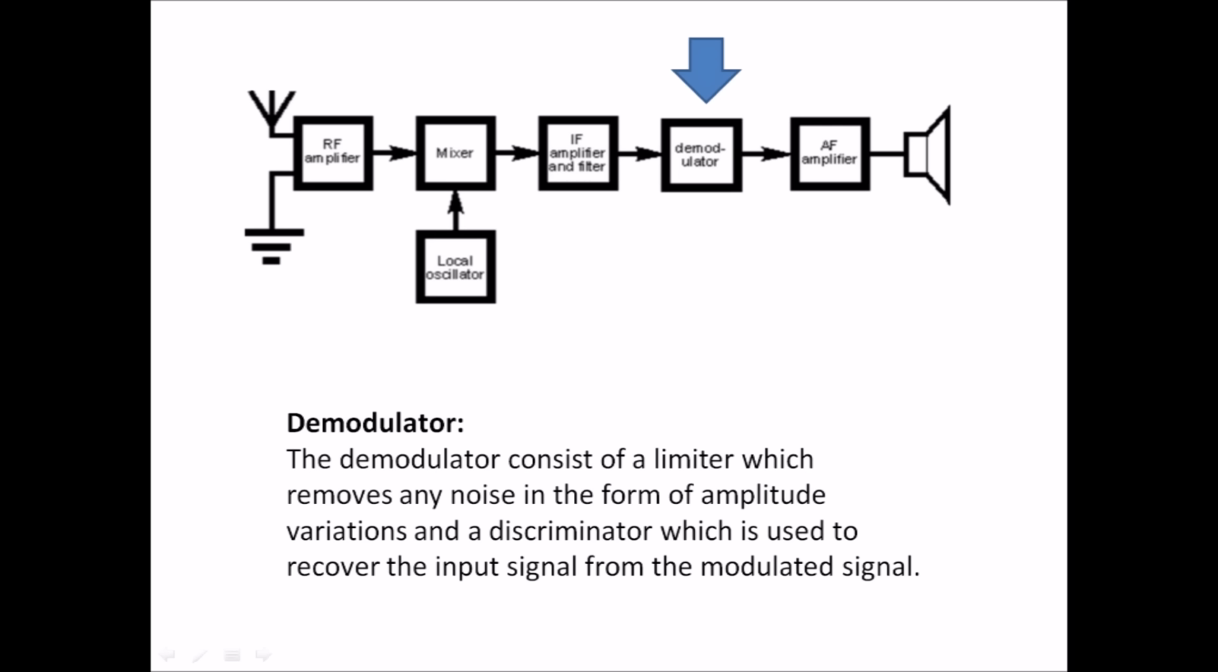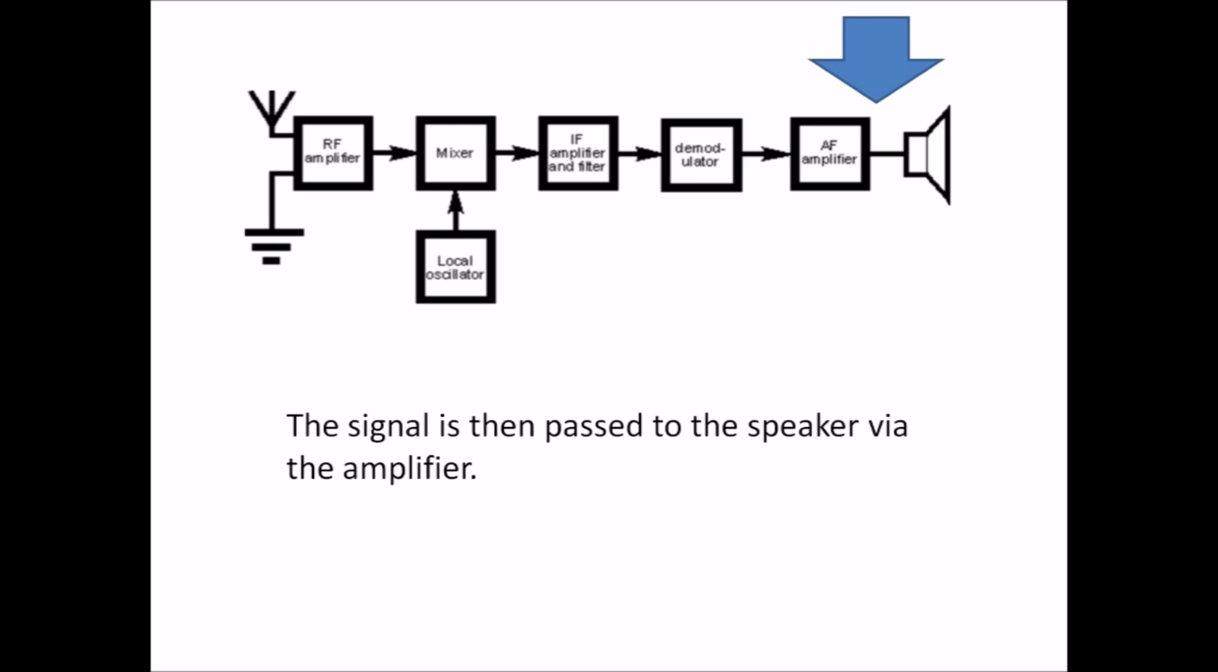Demodulator. The demodulator consists of a limiter, which removes any noise in the form of amplitude variations, and a discriminator, which is used to recover the input signal from the modulated signal. The signal is then passed to the speaker via the amplifier.